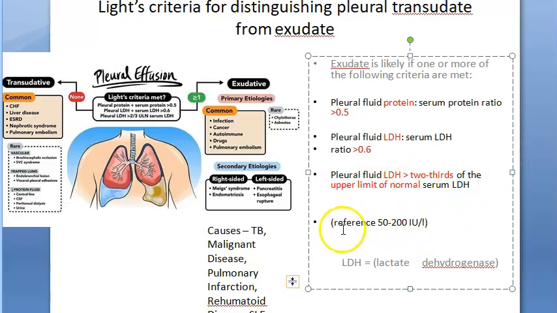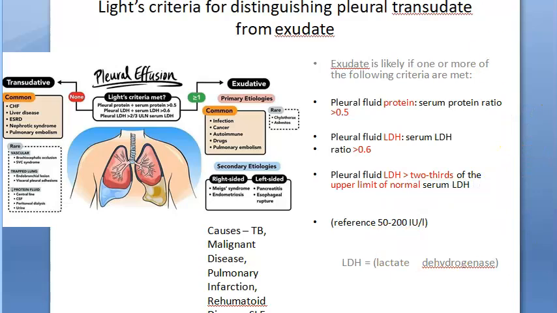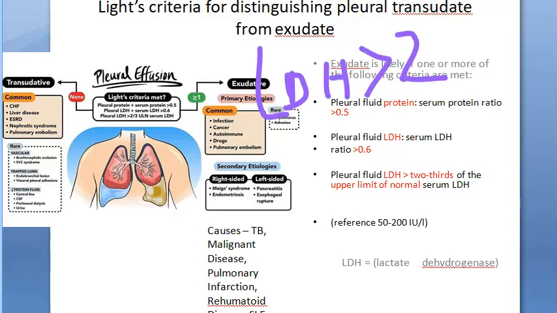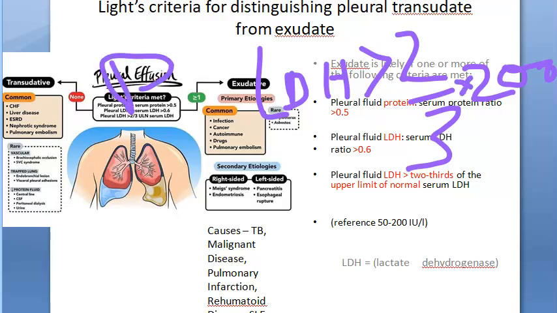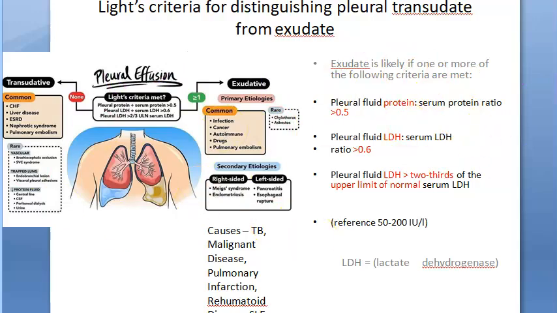When we check the reference range for serum LDH, it's 50 to 200 international units per liter. So I'm thinking 200 is the upper limit of normal serum LDH. My understanding is that the pleural fluid LDH is greater than 2/3 of 200, correct? This is how I am understanding it. So now Light's criteria is done, guys. You should be getting 3 marks, okay?